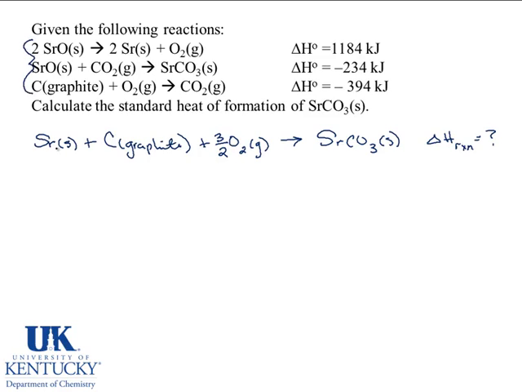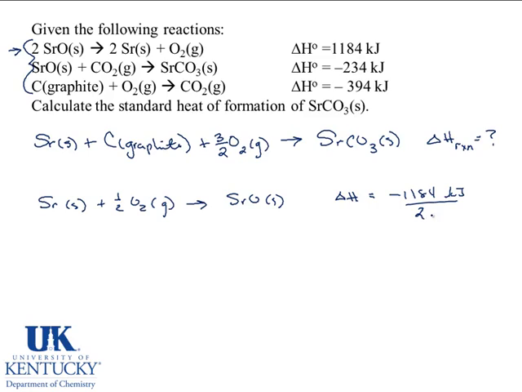We need strontium on the left-hand side of the equation, 1 mole of it. We look up here, and the only equation that has strontium is this first one. But it's 2 moles on the right-hand side. So we have to reverse the reaction and divide by 2. If we do that, we can determine the delta H of this reaction by changing the sign, because we reversed the reaction, and dividing it by 2, because we cut it in half. All right, so that gets our strontium in place.